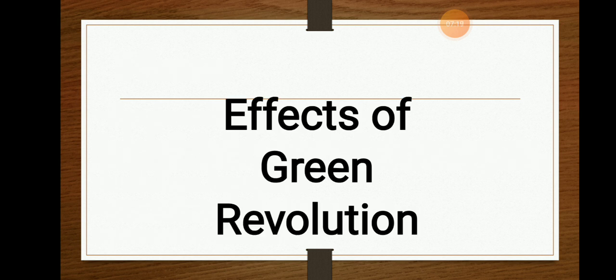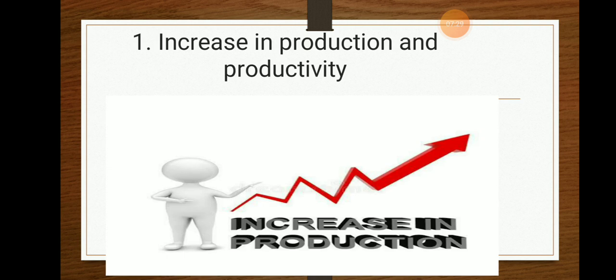Okay, now we'll study about the effects of green revolution. Because of the green revolution, what good things happened in our economy. First thing is the increase in the production and productivity. As told earlier, there is a difference between production and productivity.